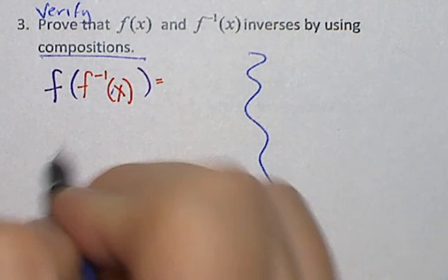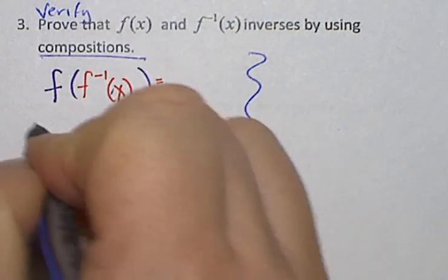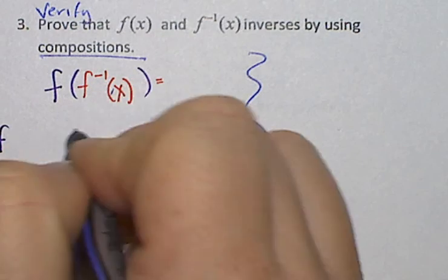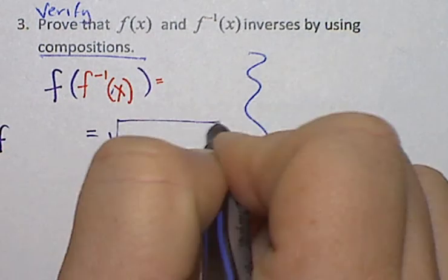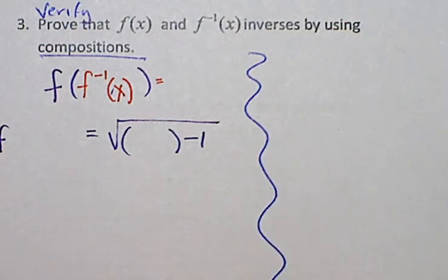So the original f function was the square root of x minus 1. But I'm going to leave a parenthesis where I see an x.